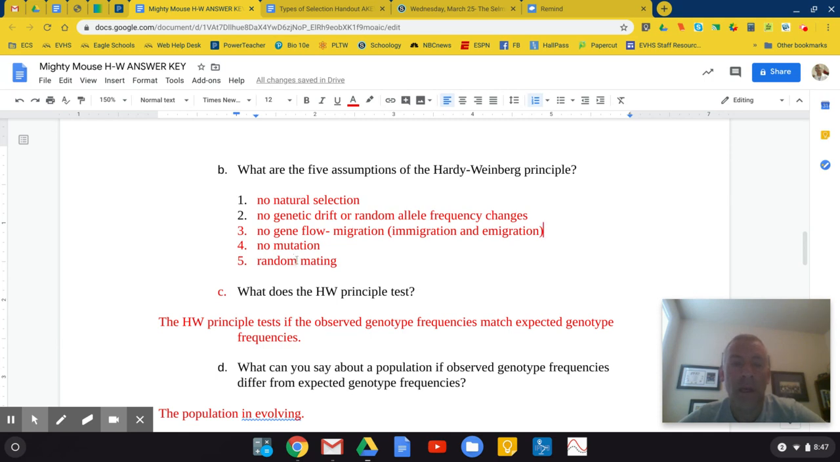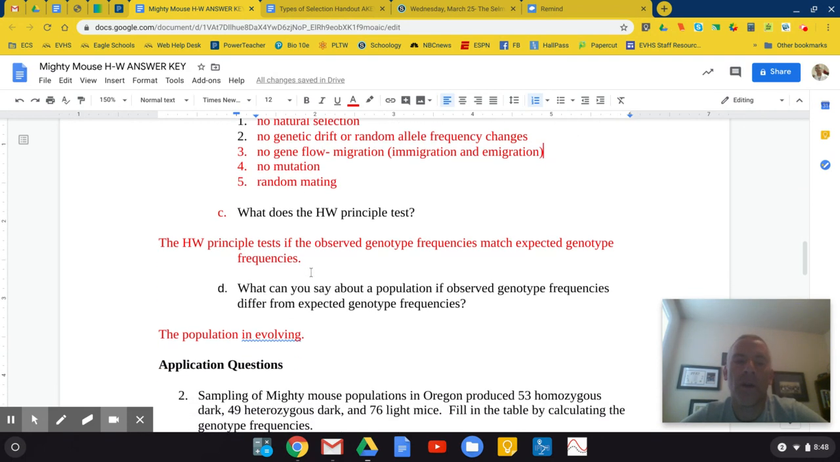And finally, the fifth assumption is that there is completely random mating, that there isn't any sexual selection going on, that there aren't females choosing specific male mates based on the amazing colors they put out or the big chest they puff out because they're big and strong gorillas, or whatever the case may be. The Hardy-Weinberg principle tests whether the observed genotype frequencies match the expected genotype frequencies. If they do, then the population is not evolving. If there is change, then that population is evolving. And I can change my typos luckily as I go.